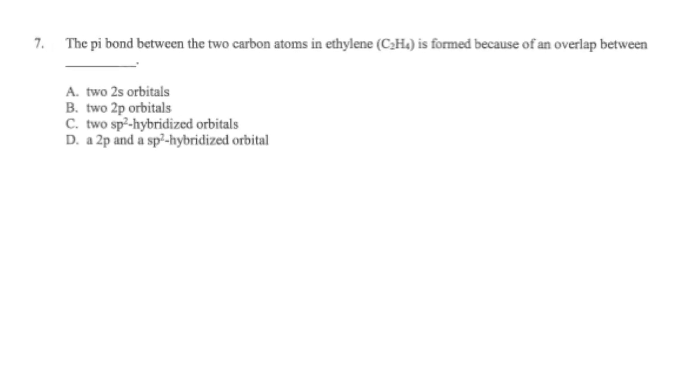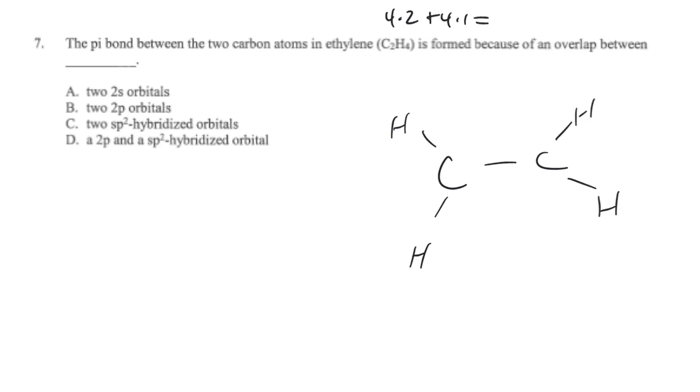So the pi bond between 2 carbon atoms in ethylene forms from the overlap of what type of orbitals? And so we might need a Lewis structure. It's C2H4, it's blurry. So we have 2 carbon atoms, 4 hydrogens. In terms of our count, we have 4 times 2 plus 4 times 1. So that's 8 plus 4, that's 12 total electrons. I have 2, 4, 6, 8, 10 so far, if I count correctly.